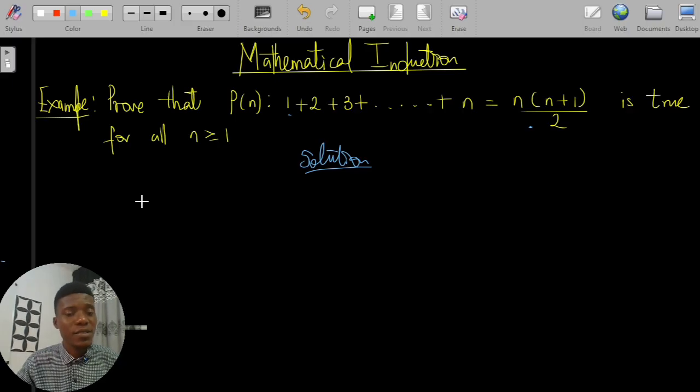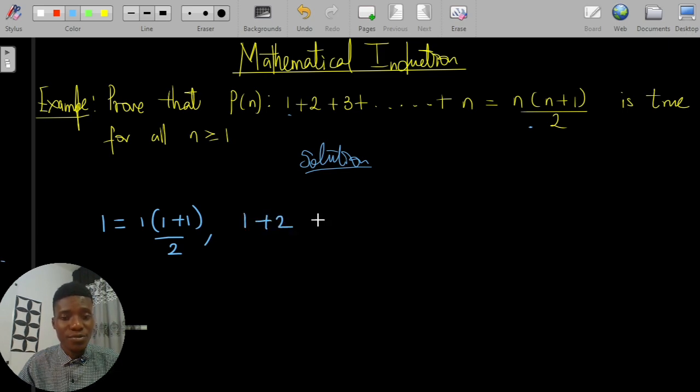So this mathematical induction says that we should prove that this formula is true for all the values of n from 1 upward. That is, if you check 1, 1 must be equal to 1 into 1 plus 1 over 2. If you move to the next step, 1 plus 2 must be equal to 2 into 2 plus 1 over 2, following the right hand side now.